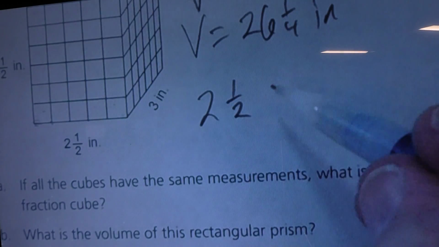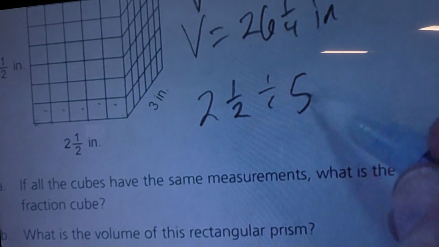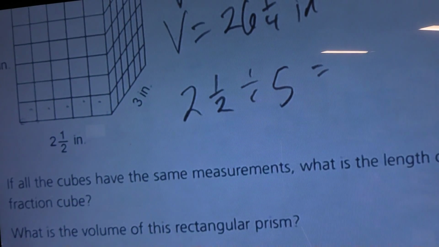So 2.5 divided by 1, 2, 3, 4, 5 equals, and I'm going to go ahead and work that out.